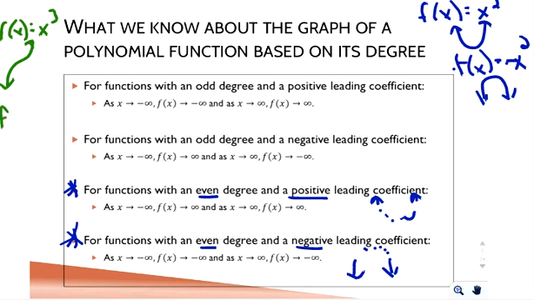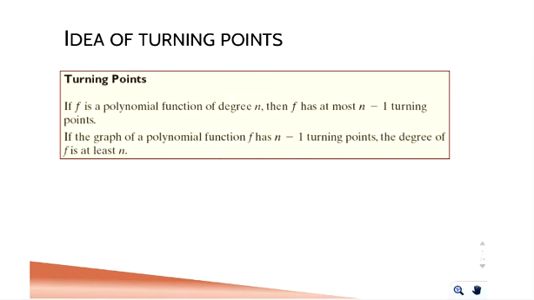And then we said, well, if we made a negative coefficient, then that flips it right upside down. Looks like this. So we're going to think about all polynomial functions with an odd degree in the same way. Functions that have an odd degree and a positive leading coefficient are going to start low, do something, and end by going high.